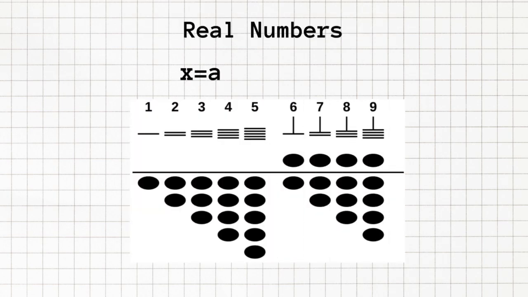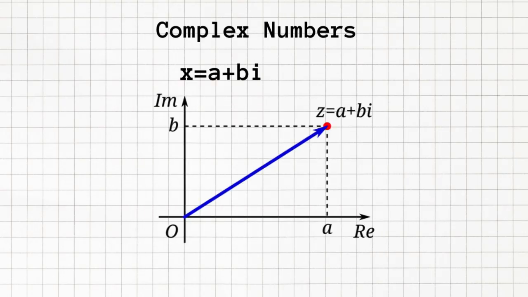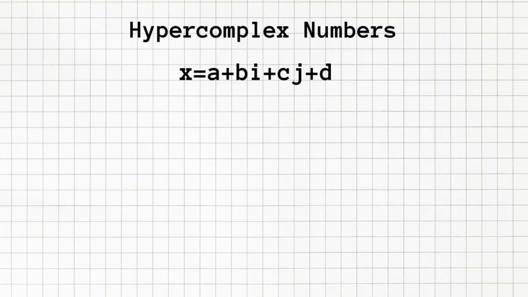You probably already know about real numbers, the everyday numbers that we use to count or quantify things. You may have also heard of complex numbers, which are comprised of a real part and an imaginary part. But what if we went further?